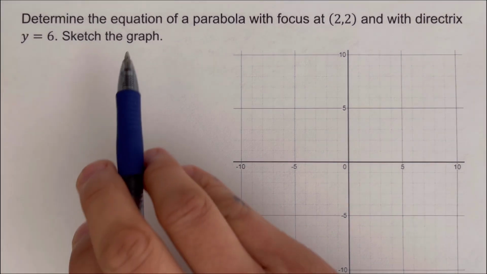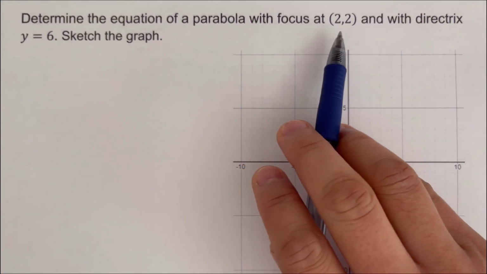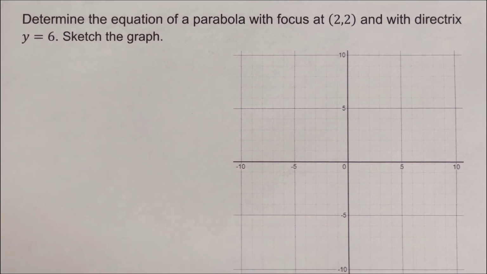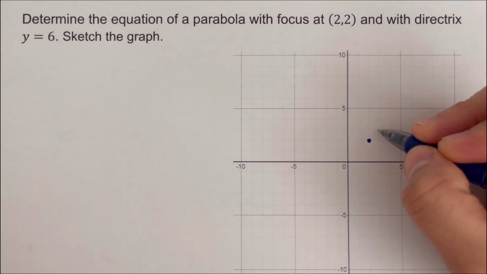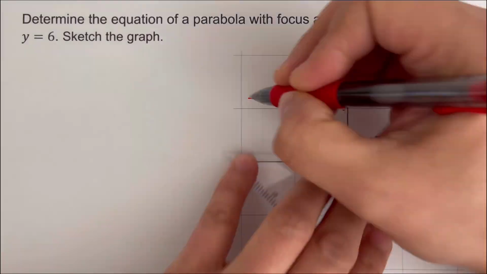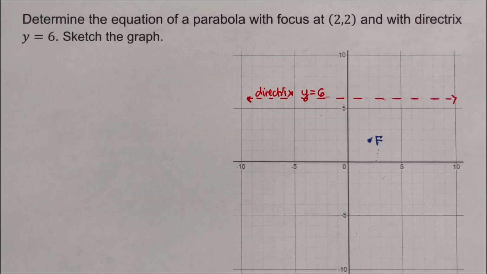We're supposed to determine the equation of a parabola with focus at (2, 2) and a directrix of y equals 6. And we're supposed to sketch the graph. So we're going to draw the focus and the line of the directrix. Okay, now we remember that the vertex for every parabola is located in between the focus and the directrix at the line of symmetry. So I'm going to go ahead and write that up here.